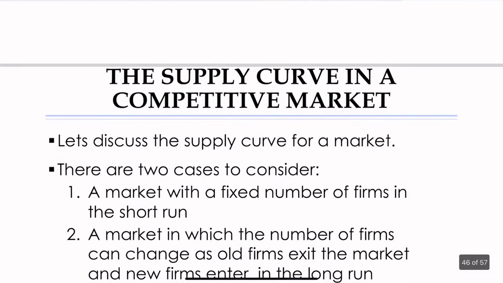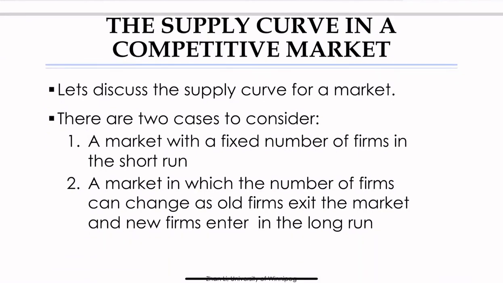Now, we want to think about the market supply curve. Clearly, the market supply curve is different from a single firm's supply curve because a market has multiple firms, right? And we will consider two cases. The first case is a market with a fixed number of firms.